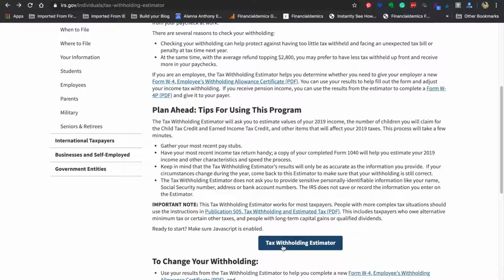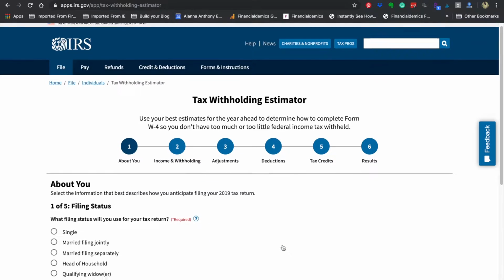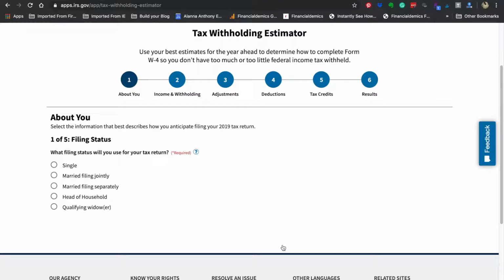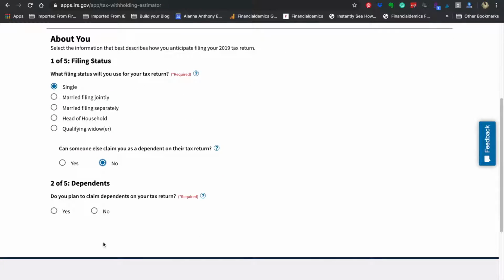So let's get started. We're going to go ahead and click this button to start the tax withholding estimator. The first thing that you're going to do is choose the filing status that you plan to use on your 2019 tax return. This person is single, so we're going to go ahead and click on that. No one else can claim this person as a dependent on their tax return, so we're going to hit no.